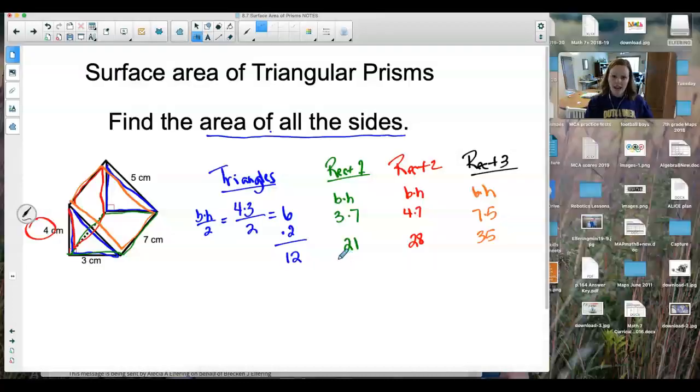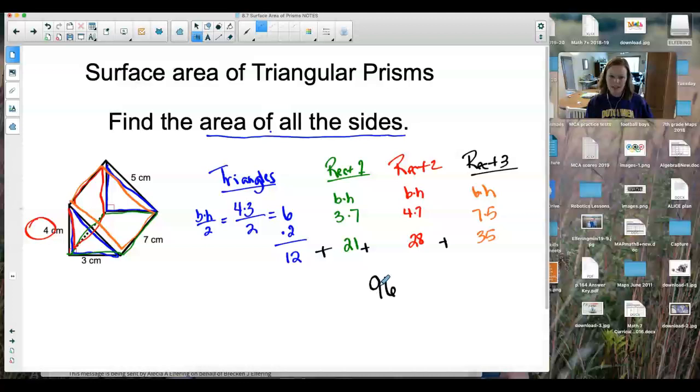We can then go ahead and add all of that together: 12 plus 21 plus 28 plus 35. So I'm going to grab my calculator and do that adding. 12 plus 21 plus 28 plus 35, and we get a total area of 96 centimeters squared. And that would be the surface area of that prism.